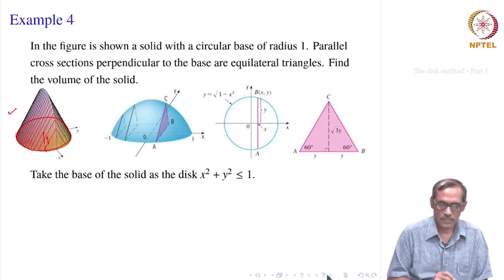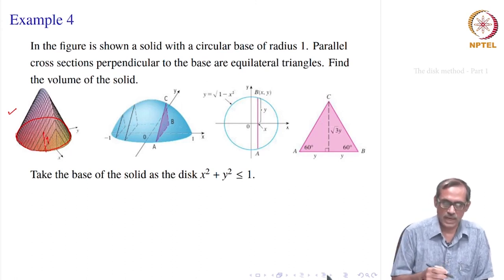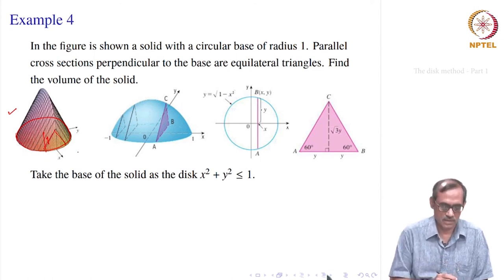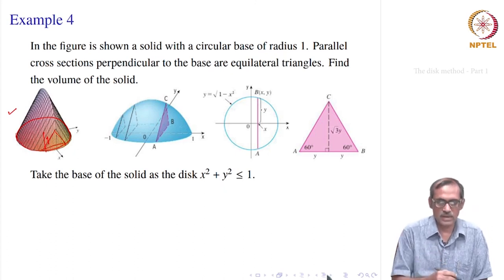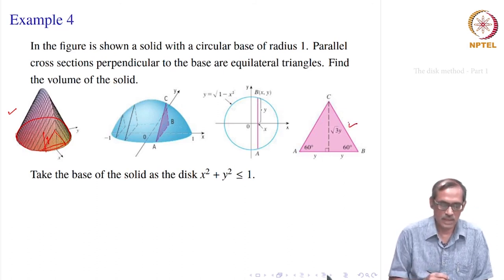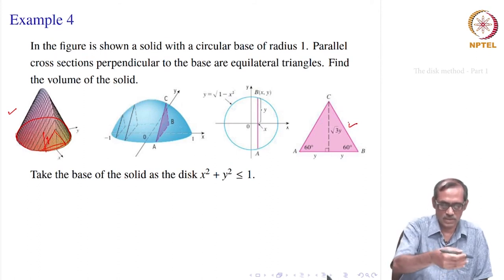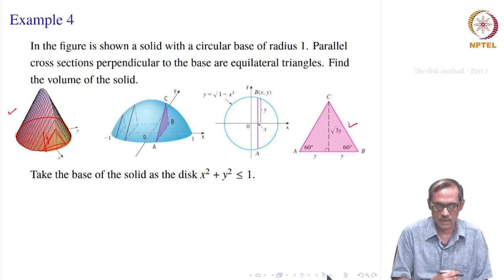This is 1. Okay. In such a way that parallel cross sections, so these are the cross sections here, these cross sections perpendicular to the base are equilateral triangles. Okay. So, that means if you take the cross section, it will not touch the circumference of the circle, it will go like this. So, that becomes an equilateral triangle. The triangle will be looking like this, where it is pink. It is an equilateral triangle. At every point, you take the cross section parallel to that, then you get an equilateral triangle.